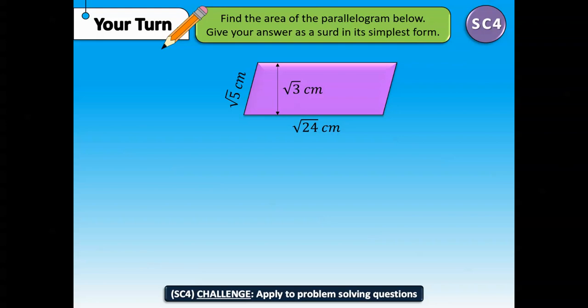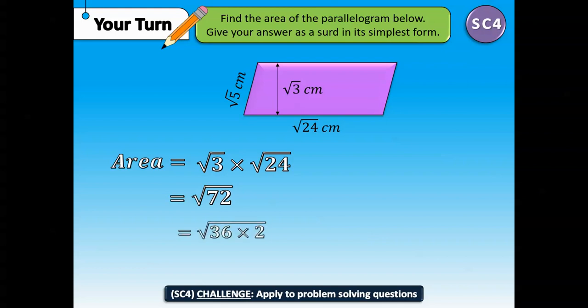So this question says, find the area of the parallelogram below. Give your answer as a surd in its simplest form. So to find the area of a parallelogram, we do the base times the perpendicular height. So we do root 3 times root 24, which is root 72. Now we can simplify root 72 to 6 root 2. So our answer is 6 root 2 centimeters squared.